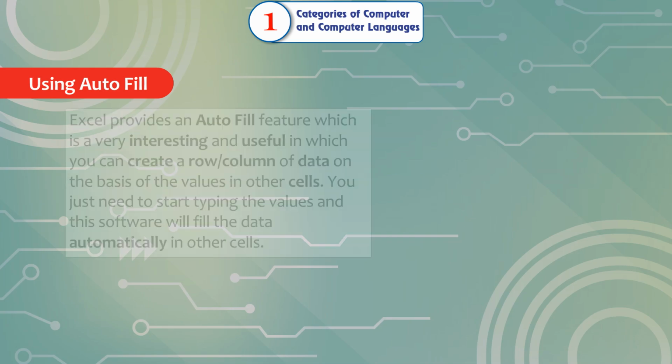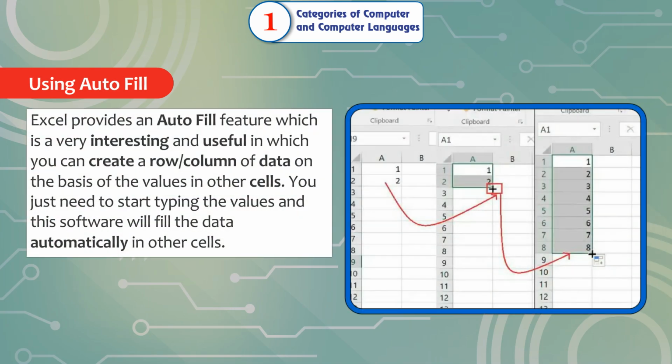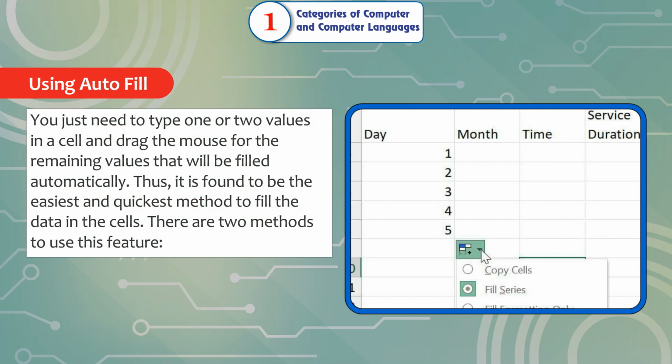Using autofill. Excel provides an autofill feature which is a very interesting and useful, in which you can create a row/column of data on the basis of the values in other cells. You just need to start typing the values, and this software will fill the data automatically in other cells. You just need to type 1 or 2 values in a cell and drag the mouse for the remaining values that will be filled automatically. Thus, it is found to be the easiest and quickest method to fill the data in the cells. There are 2 methods to use this feature.